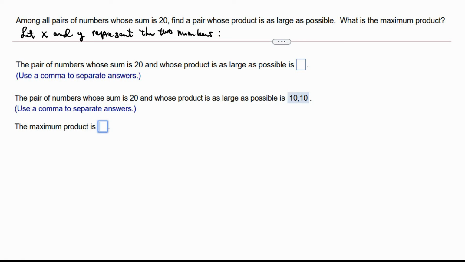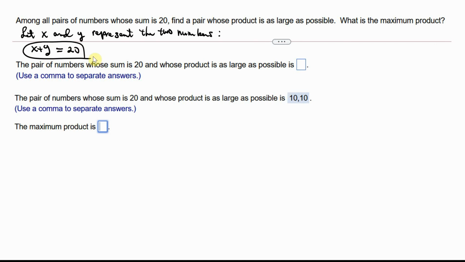How would I write the sum of x and y? When you say the sum of two numbers, how do you express that? What does sum mean anyway? S-U-M. We're adding, so sum means to add. So if it's the sum of two numbers x and y, that means x plus y represents the sum. It says the sum is equal to 20.